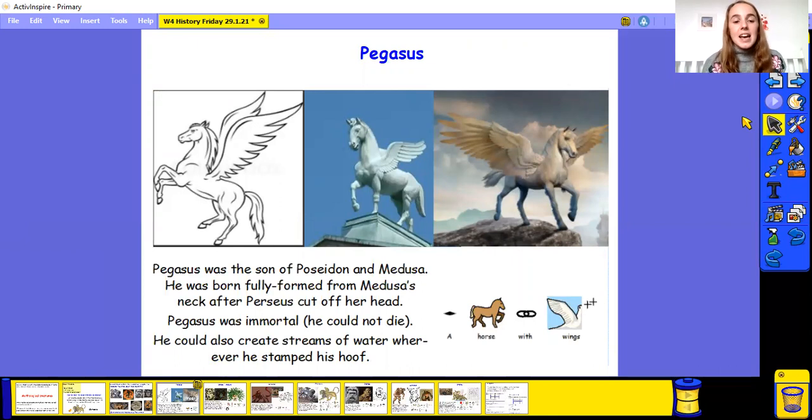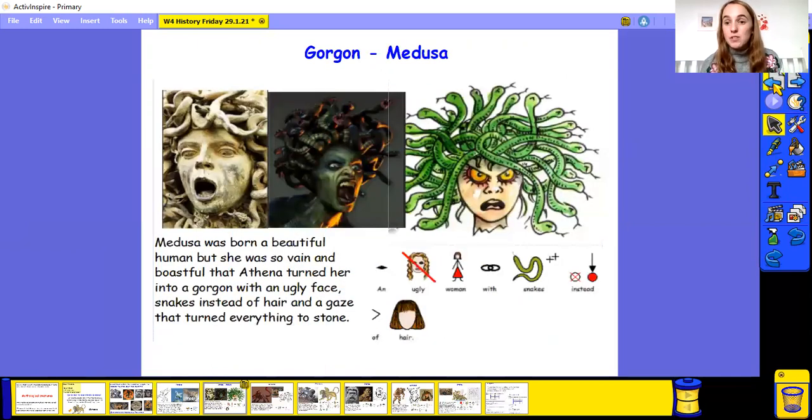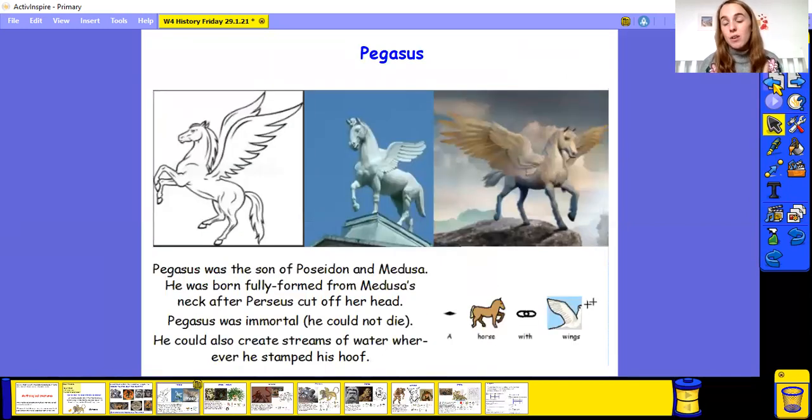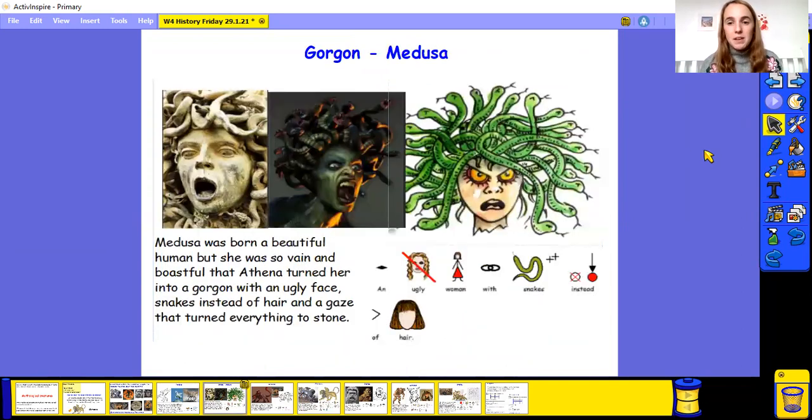And as you can see, Pegasus has the body of a horse and wings. So beautiful wings to help Pegasus fly. So we have the winged horse, Pegasus. I'm sure lots of you remember Pegasus. And as we just said, he is on the coins of Corinth. So he's a big figure there.